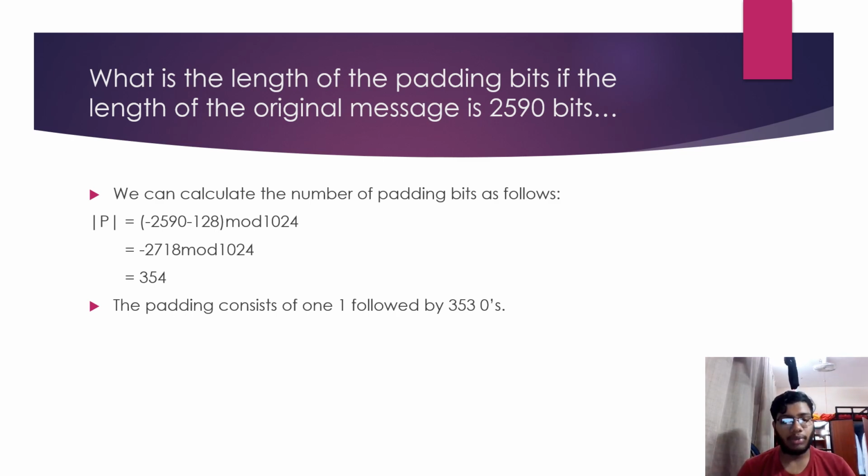2590. Now I need to add something so that this entire thing is a multiple of 1024. So what we do is we take minus 2590 minus 128 mod 1024. We add them, we get minus 2718 mod 1024, and after solving that we get 354. So the padding consists of 1, followed by 353 zeros.